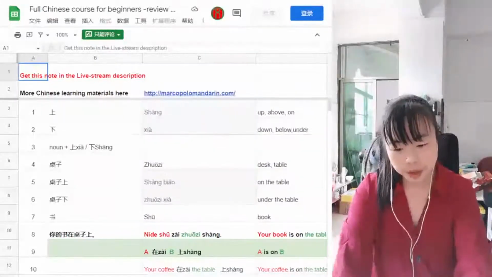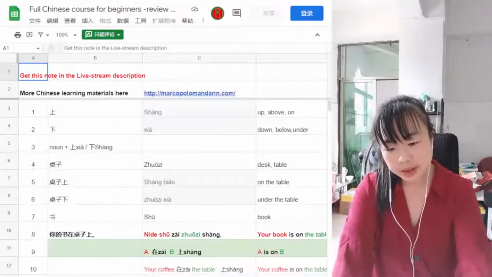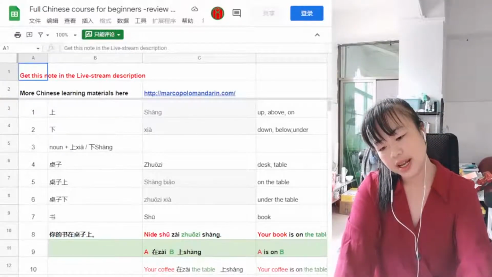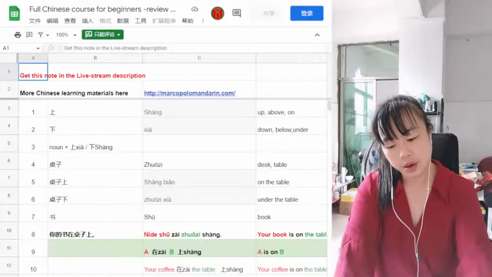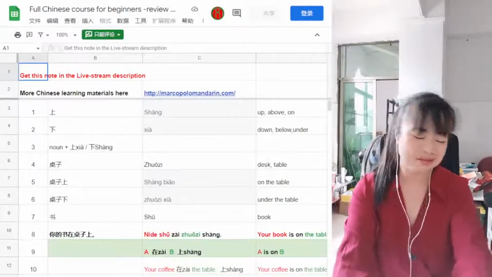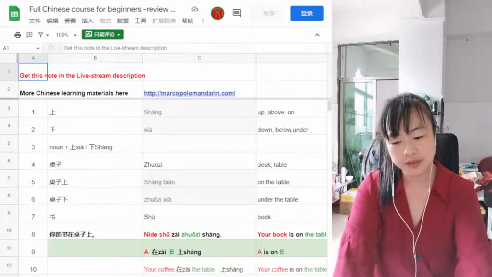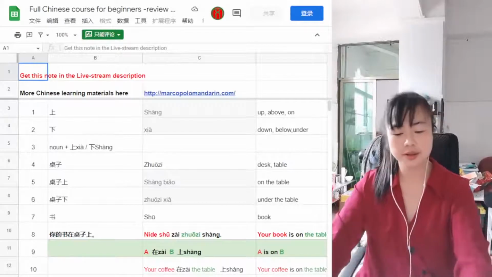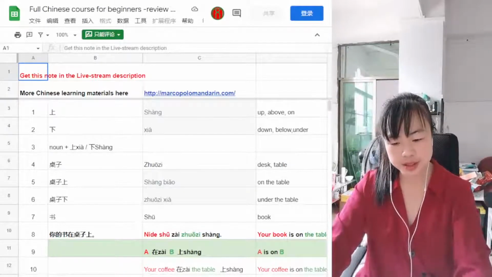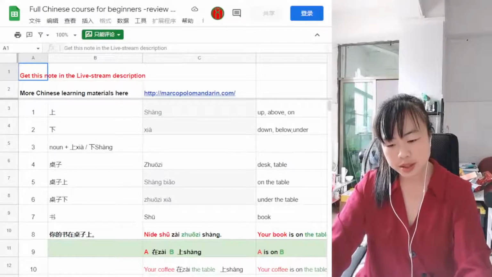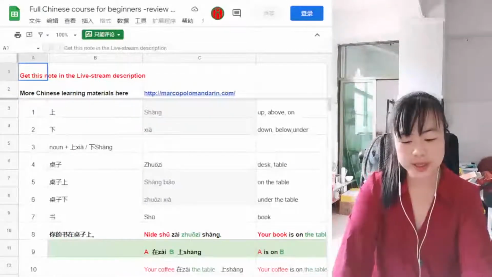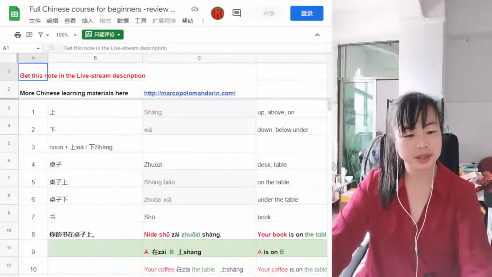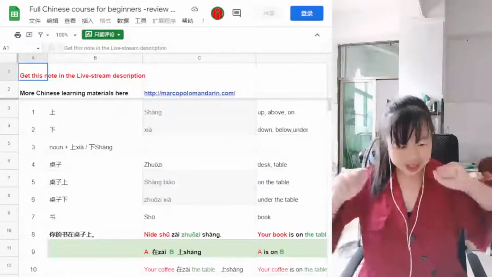The university student is to the left of the room. Okay, so the first one is the university student is to the left of the room, and the next one is to the right. I will just keep the same nouns and you change the left to right. Okay, now it's your turn. You do it first.